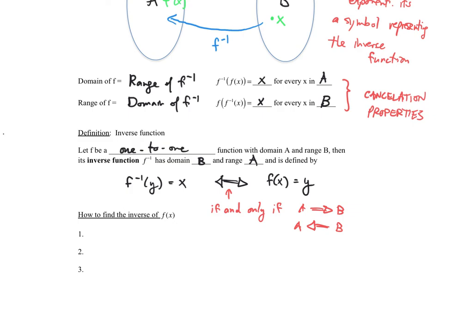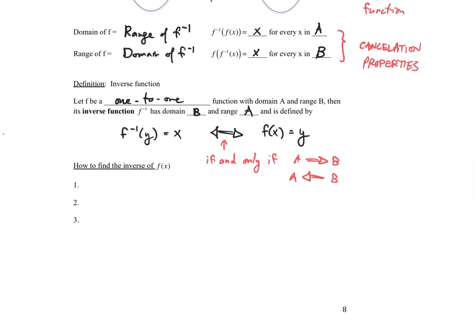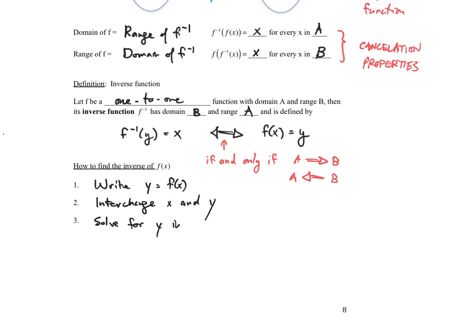Okay. So the final thing we'll talk about in this video is the process of actually finding the inverse function. And it's really just a three-step process. The first thing you want to do is write down your equation with x and y. So you want to write y is equal to f of x. The next thing you want to do is interchange x and y. And then the last thing you're going to do is solve for y in terms of x.